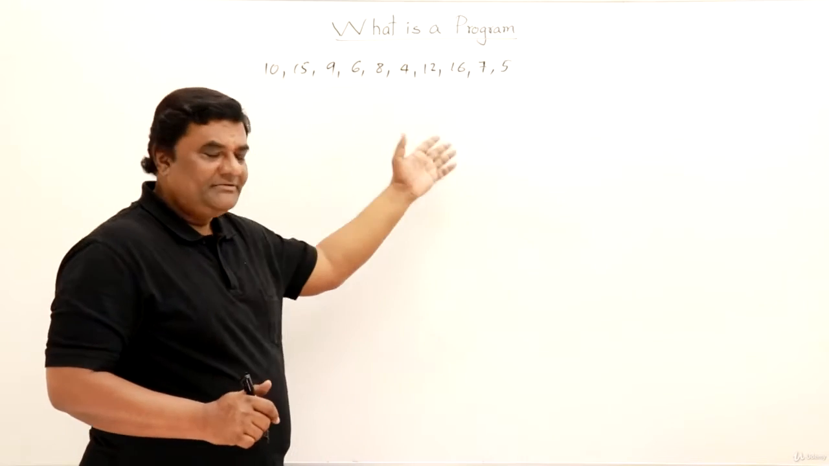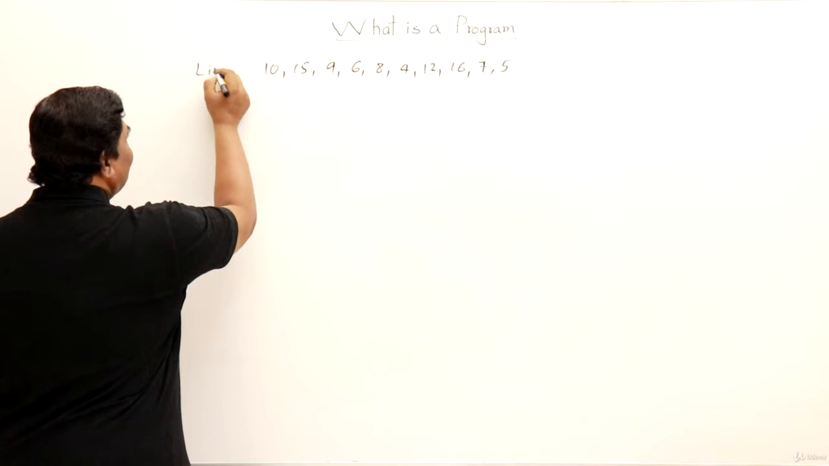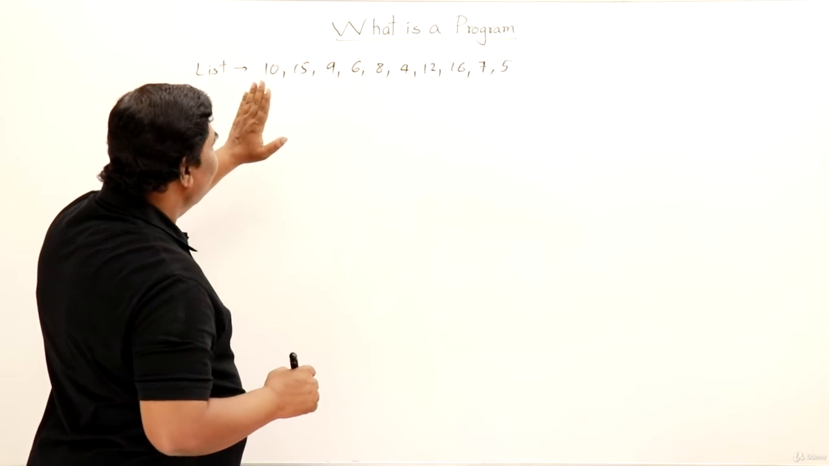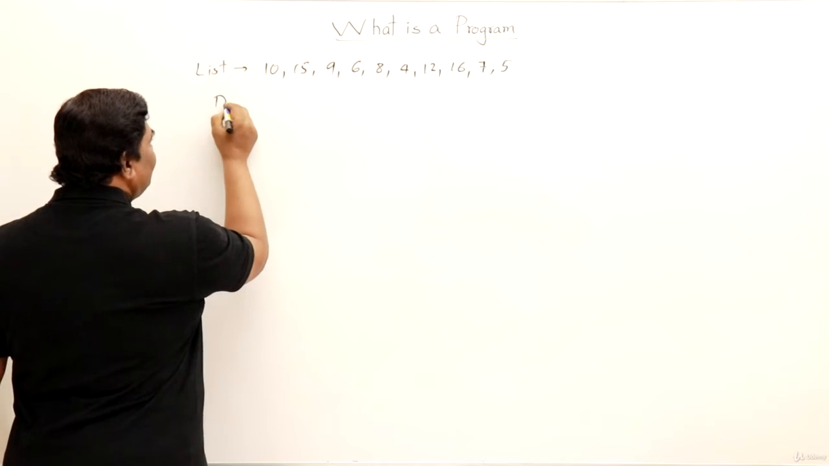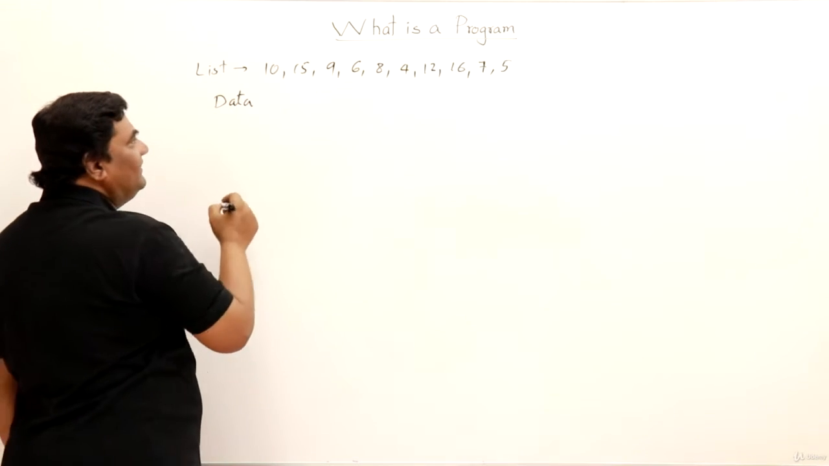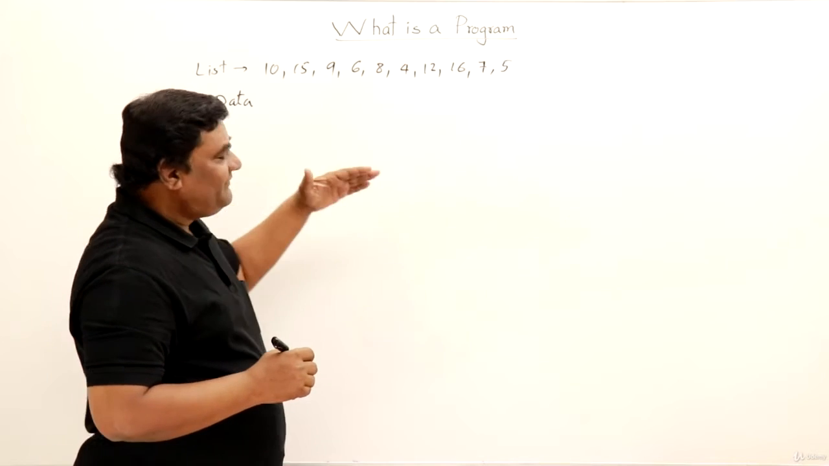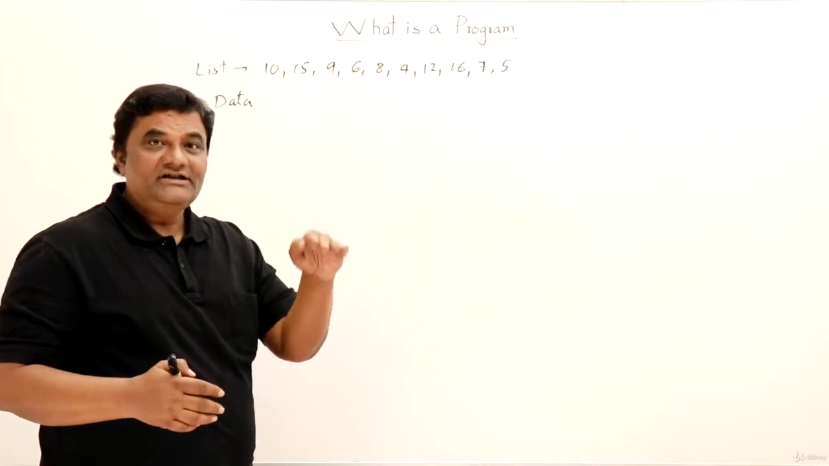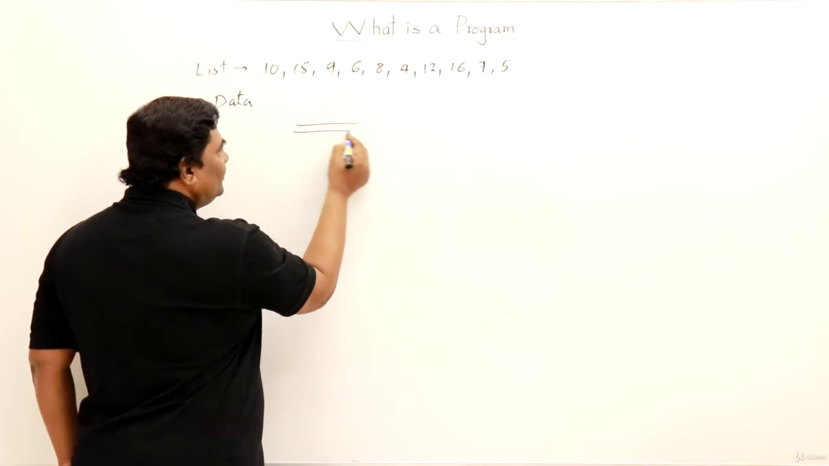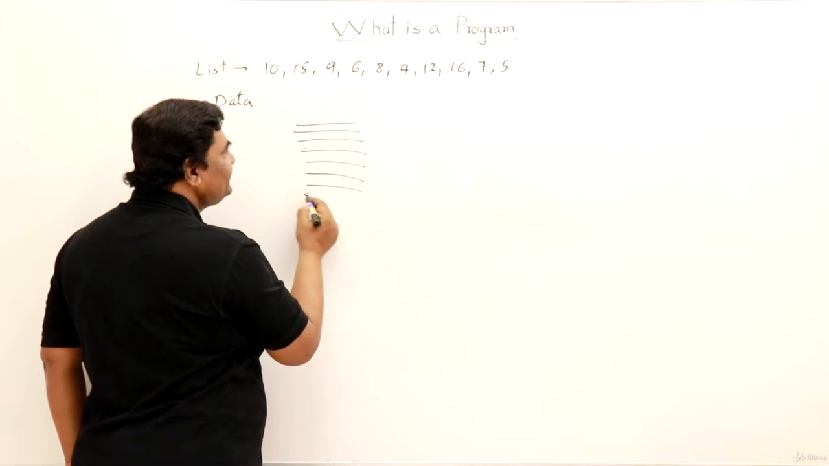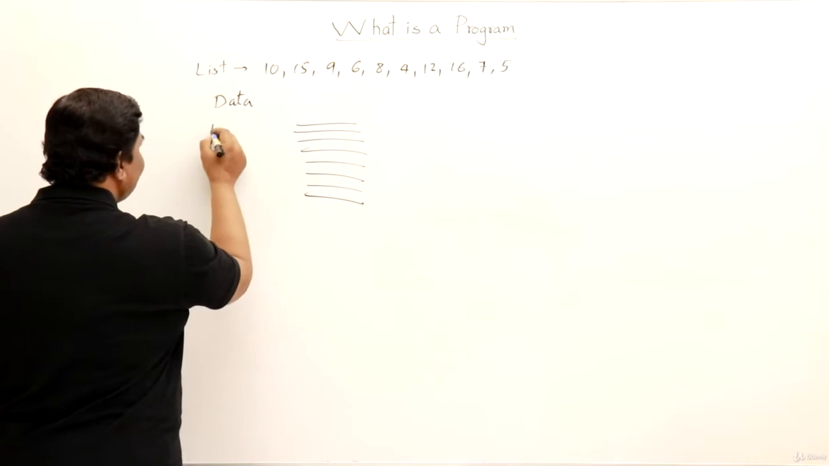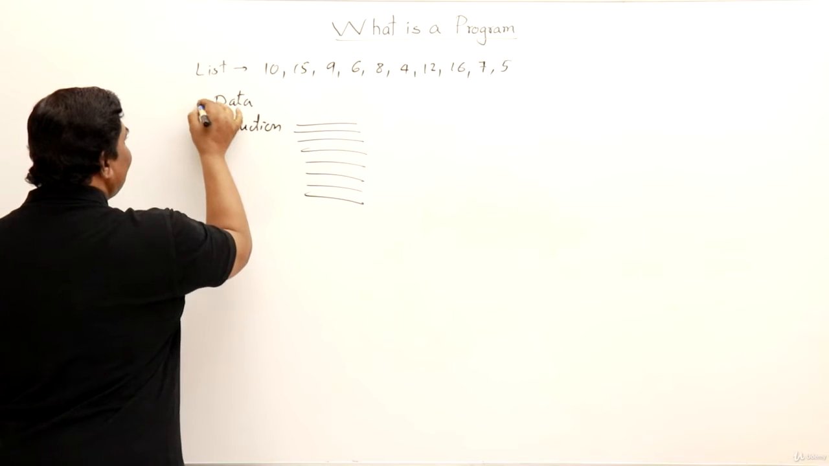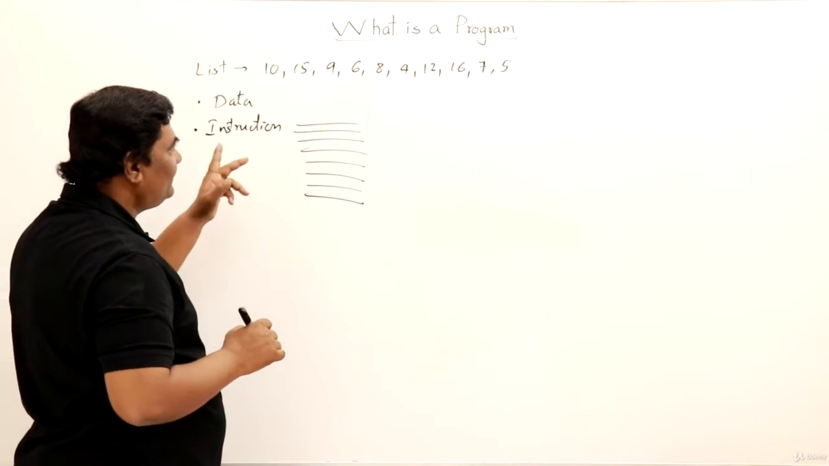Now I have taken a list of numbers. So this is a list of numbers. Let us say the procedure is the same. I want to find the average. So what are these numbers? These numbers are nothing but data. Then for performing the average, there is a procedure, right? So that procedure, the steps involved in that, are nothing but instructions. So there are two things now, data and the instructions upon that data.